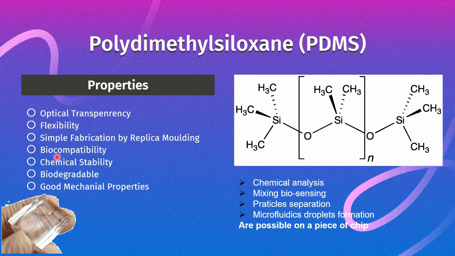It also has good chemical stability, so it's inert, you can say, and it has biocompatibility, which won't harm our human body. It is also biodegradable, so it also won't cause any harm to the environment. PDMS has good mechanical properties that make it suitable for a wide range of applications. Here are some examples of application. First one will be chemical analysis, biosensing, particle separation, and it can also be used to make microfluidic droplets. All these processes are actually possible on just a piece of chip.